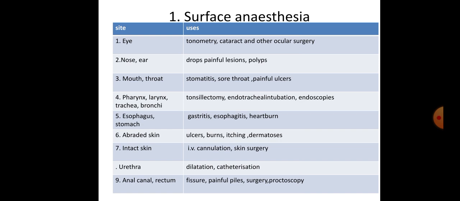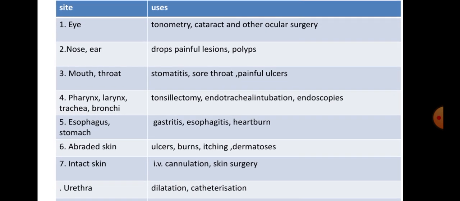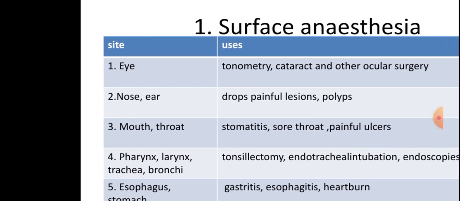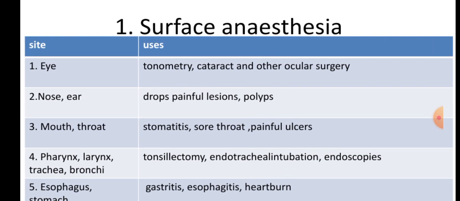When it comes to the eye, the tonometry for the intraocular pressure measurement, cataract surgeries, and some of the ocular surgeries, we will mainly do with surface anesthesia. In the nose and the ear, we are using drops to relieve painful lesions and polyps. Polyps start to be removed due to the pain. Mouth and throat: in stomatitis, sore throat and painful ulcers.